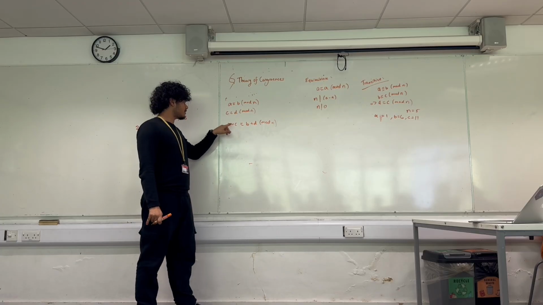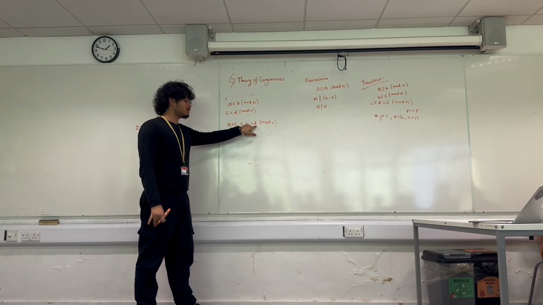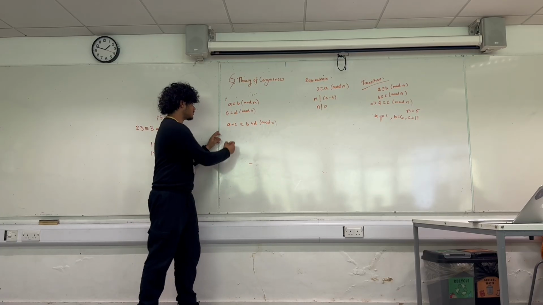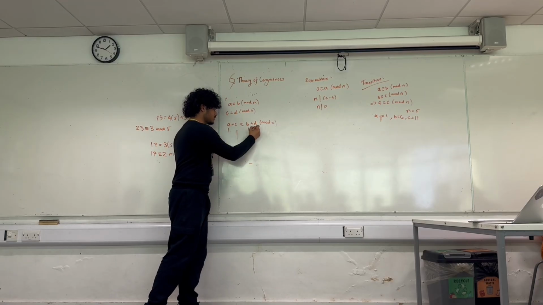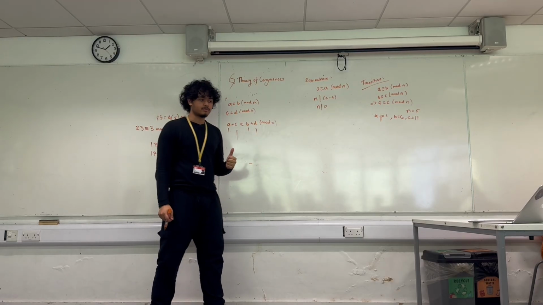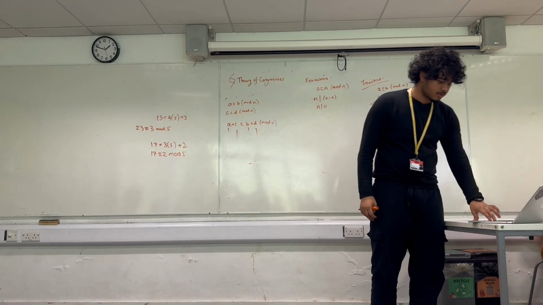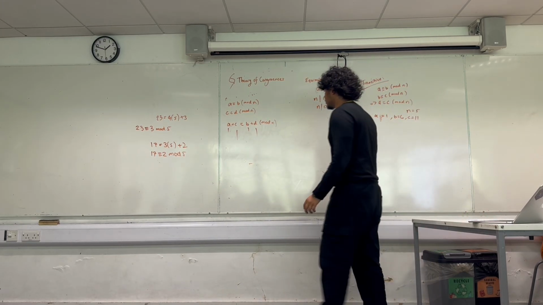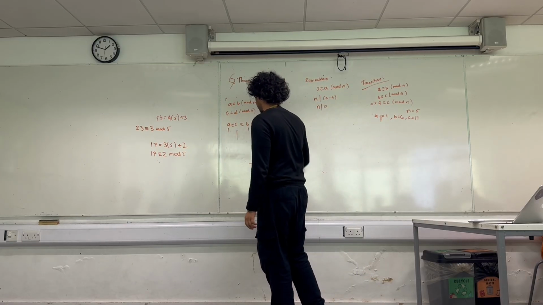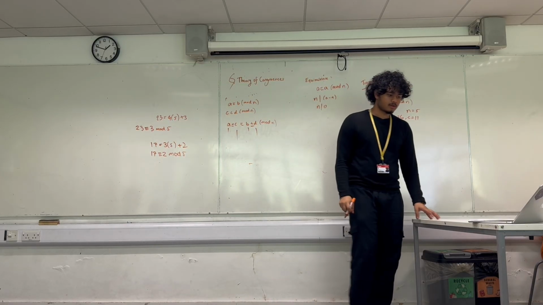The remainder when A plus C is divided by n is the same as the remainder when B plus D is divided by n, because these two remainders give the same thing, and these two remainders also give the same thing. Nice. That is just the addition axiom. Subtraction works the exact same way, so I can do plus minus. It's going to be the exact same thing.